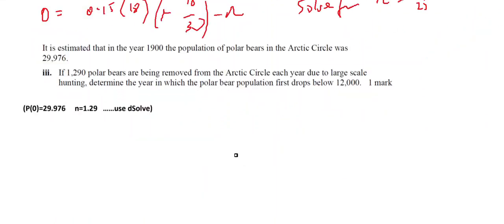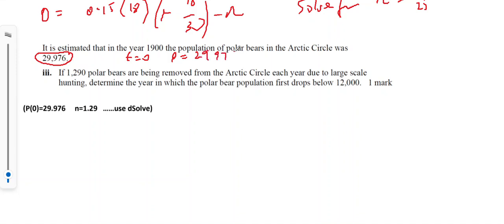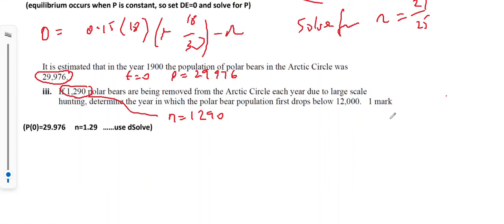And part 3, it's estimated that in the year 1900 the population was this number here. So I'm going to say when t equals 0, p equals 29976. If that many bears are being removed, so n equals 1290, but since this whole model is in thousands, n equals 1.29.